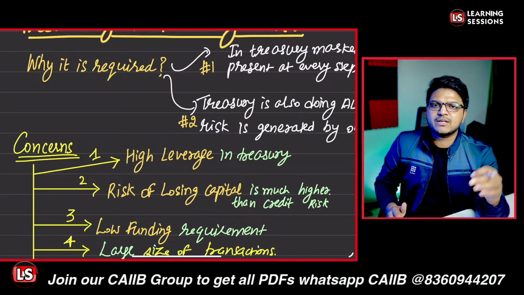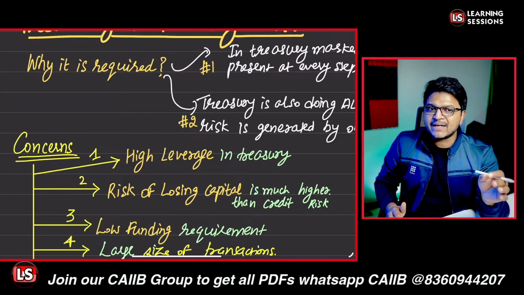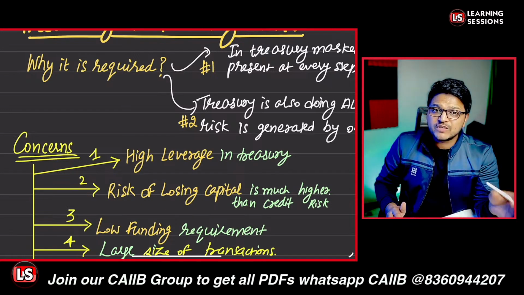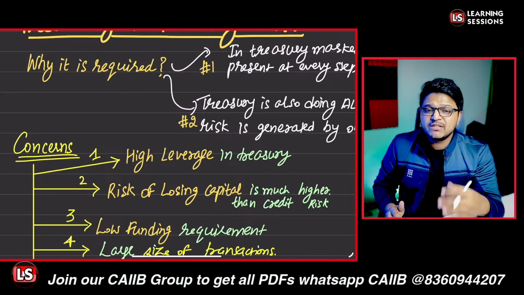Now let's talk about credit risk, right? If the bank has lent rupees 100 crore, it's not the case that the bank will be losing 100 crores over there. The bank must be having some security with it and something like that.